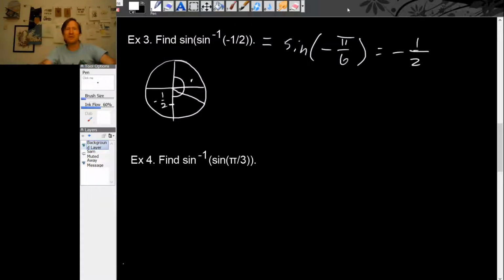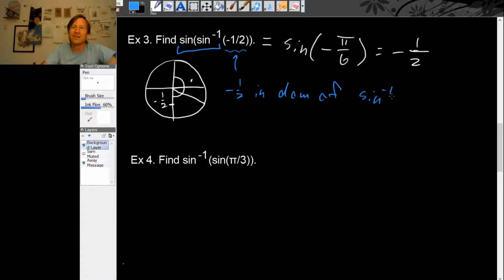You might have seen this coming because look, we have an inverse function inside of the regular function. And inverse sine is supposed to undo sine. And so shouldn't we just get back what we put inside? And in fact, we do, right? -1/2 is in the domain of inverse sine, and so sine and inverse sine just undo each other and you get -1/2, as you probably expected.